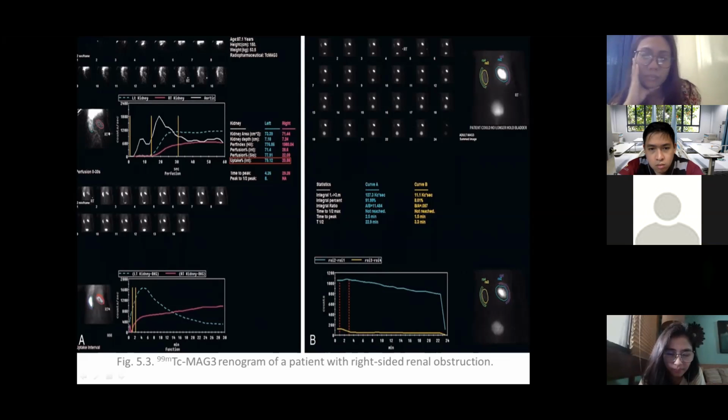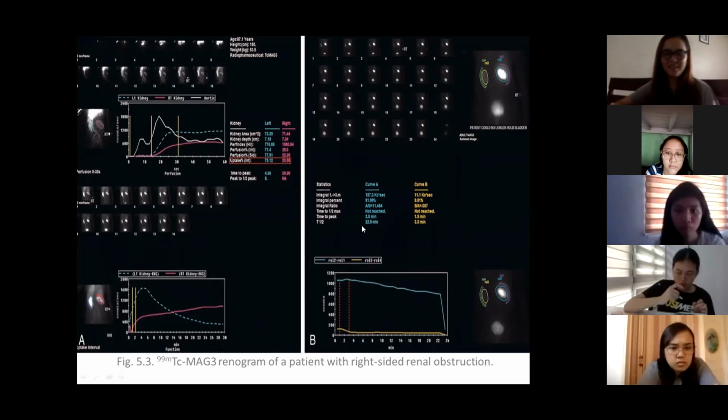Because of the typical pattern of a right-sided renal obstruction, IV furosemide was given, and we can see that there is no significant clearing after furosemide administration. The half clearance time is 22 or 23 minutes, so more than 20 minutes, and this may indicate renal obstruction.